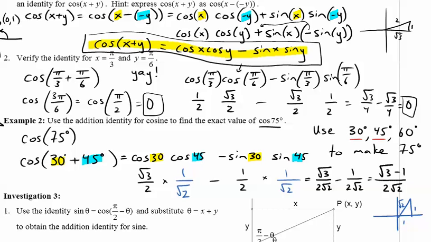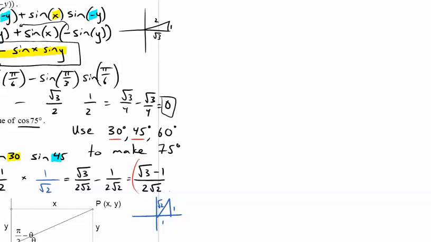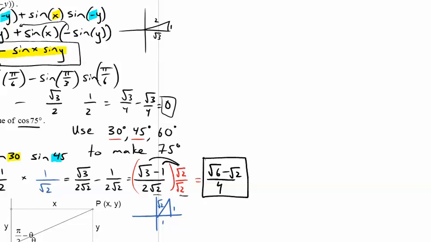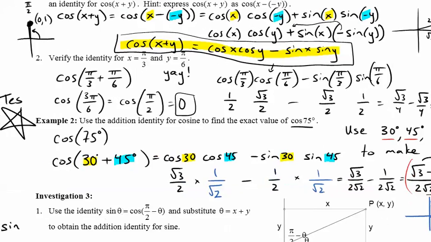And now if I rationalize the denominator, I'll multiply everything on the top and the bottom by root 2 over root 2. So root 2 times root 2 is root 4, which is 2. 2 times 2 is the number 4. And here I have to expand. Root 2 times root 3 is root 6. Root 2 times 1 is root 2. There we go. So even though I don't have a special triangle, I can still find out what cosine of 75 degrees is.